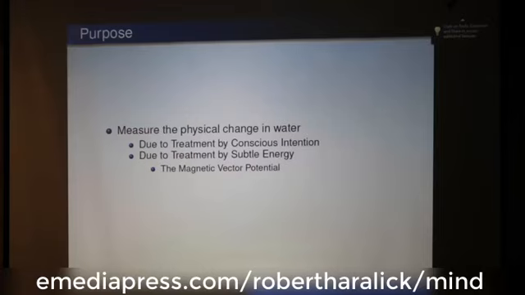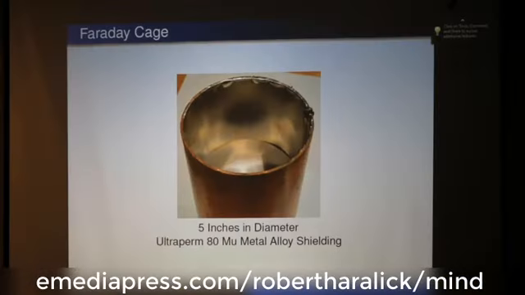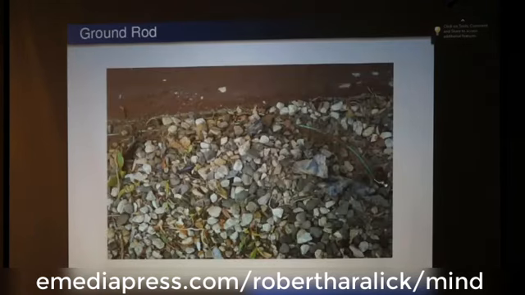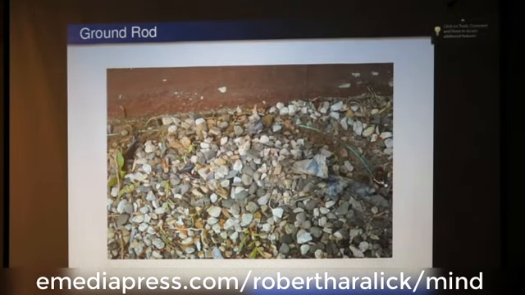And the subtle energy that we'll talk about here is the magnetic vector potential, which is a field called the A field in Maxwell's equations. And of course, when the experiment is done, there's a copper thing on the top that also gets put with the mu metal. That had to be grounded.